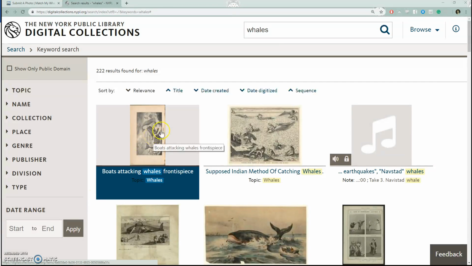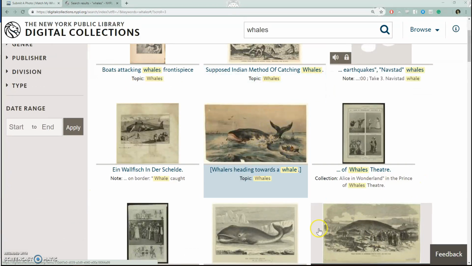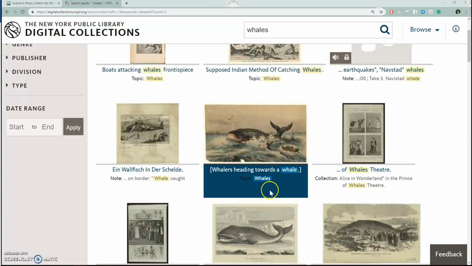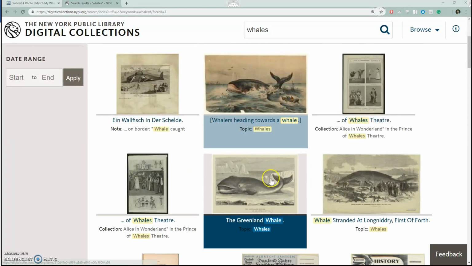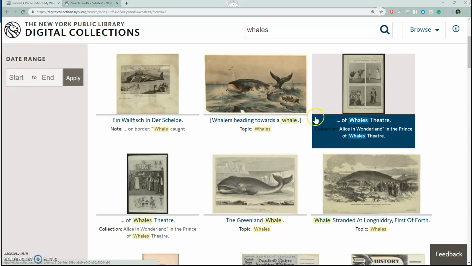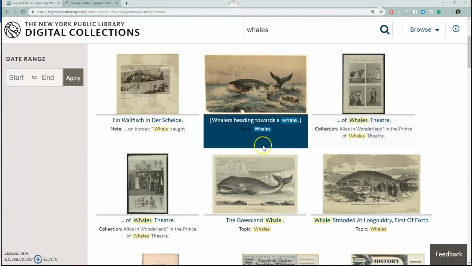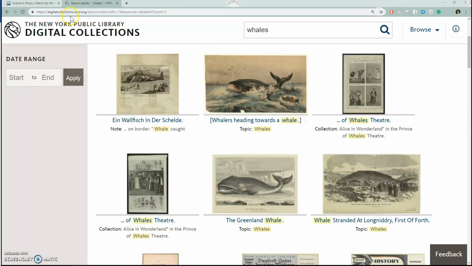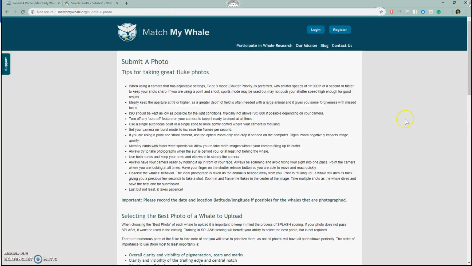I found several prints that I thought would make great searches for my database, which I'm calling the Factual and Fantastic Whale Identifier. This database would work by using identifying technology to compare the uploaded image with images already loaded into the database. A similar technology already exists. It's called Match My Whale.